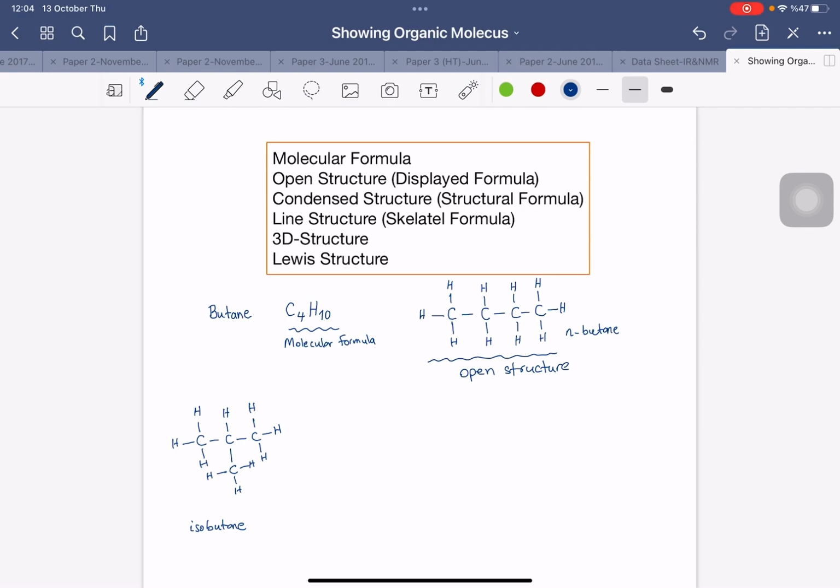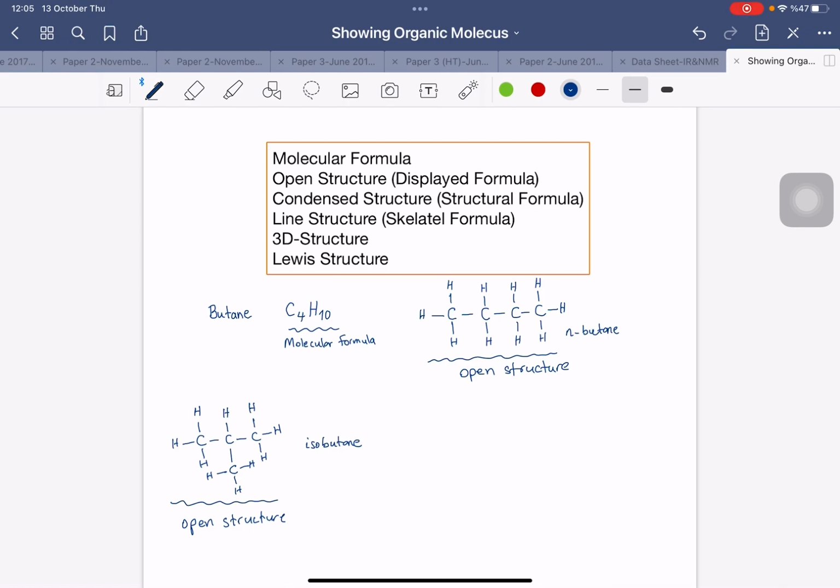Okay, let's take this here. This is the open structure of isobutane. In open structure, we show all the elements and how they are connected to each other.